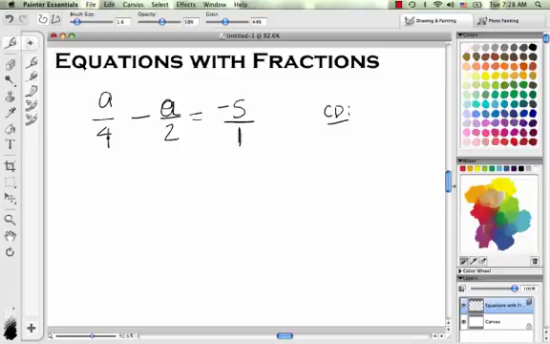4, the smallest number 4 goes into is 4. 2 also goes into 4, so let's say that our common denominator is 4. Okay. We're going to use the method where we actually get a common denominator, turn every fraction into a fraction with a common denominator. So I'm going to draw an arrow under each one, and I'm going to rewrite this equation with open numerators, but with the new denominators, with the common denominators.